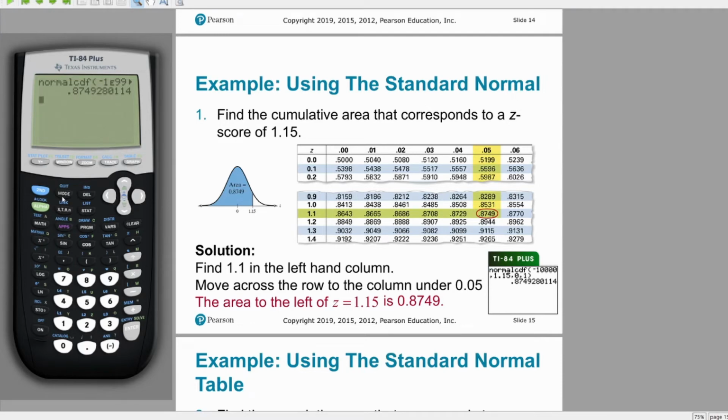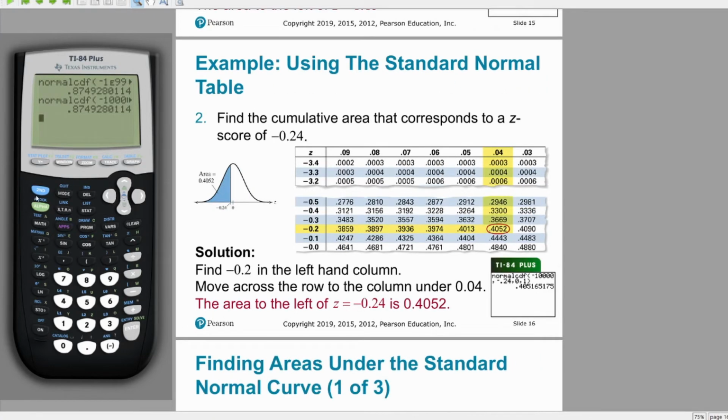And if you don't have these menu options, I'll turn off the wizards just for now so you can see what that looks like. When you go into your distributions, normal CDF, it just pops up like this. Just put in a large negative number if you want. -10,000 generally gets the job done. But you put in your lower boundary, comma, upper boundary, comma, 0, and 1. And then you close all that off, get essentially the same value. Again, for this problem, the difference is so many decimals down the line that it really doesn't matter.